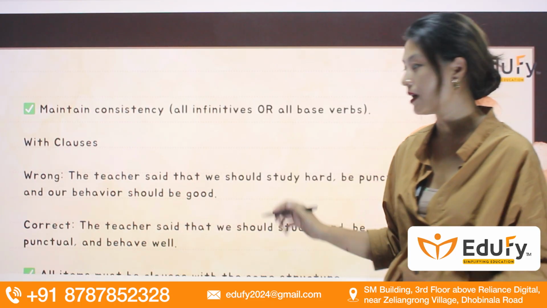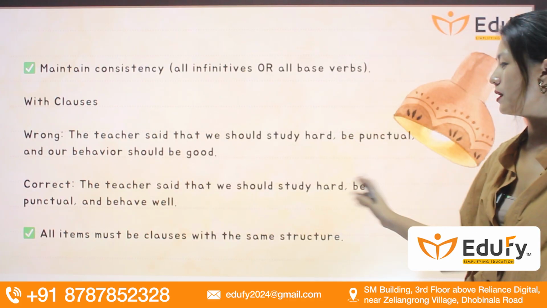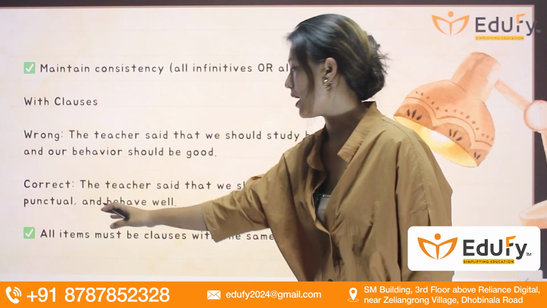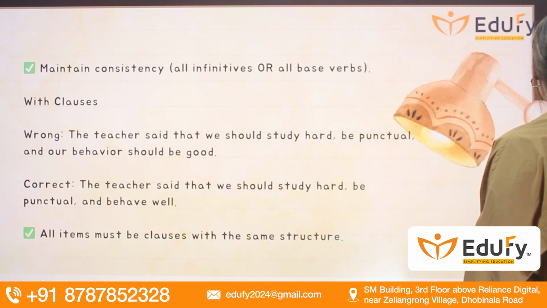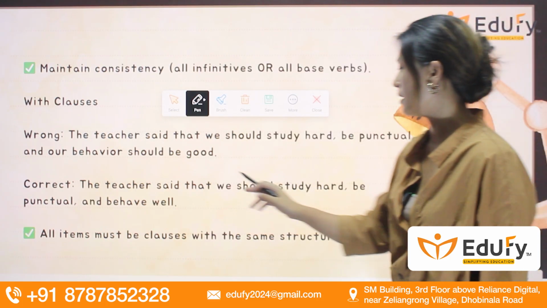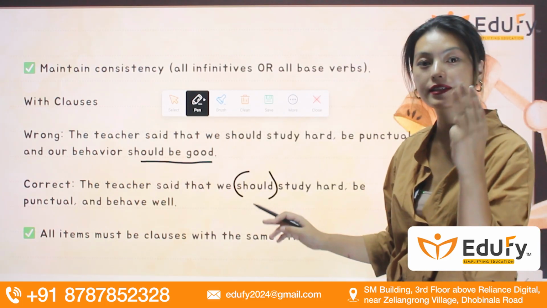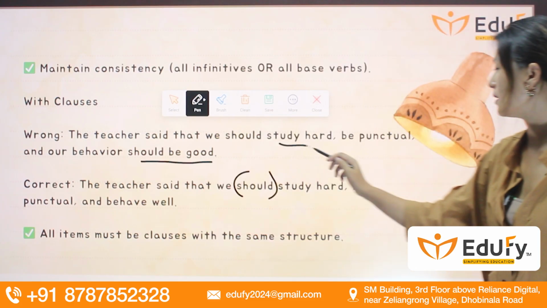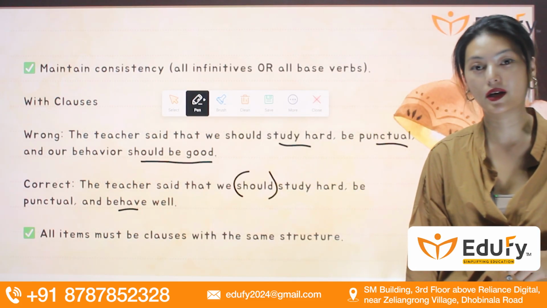How do I balance it out? By writing, the teacher said that we should study hard, be punctual, and behave well. So what is happening here? We see the word should be good, and all this has been taken out. Directly should has been written, and along with that, what are the three things that we should do? Study, be punctual, and behave well. Be good means to behave well, right?